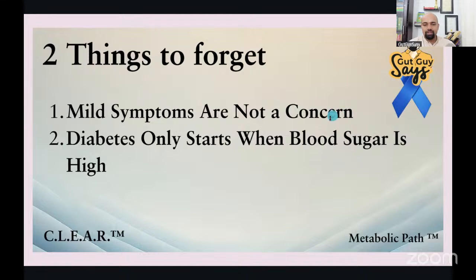Second is diabetes only starts when blood sugar is high. If the blood sugar is high, it already means that the system is high on sugar, which means the insulin resistance is really, really high, because of which the blood sugar is not going inside the cell and it is floating in the blood. Diabetes only starts when blood sugar is high, no, it's not a fact. I wanted you to forget these two things. Mild symptoms are to be taken care of, and high blood sugar is not when diabetes started, it has started much before that.